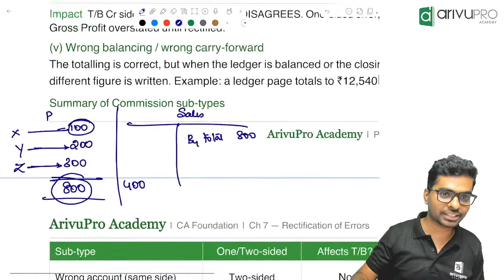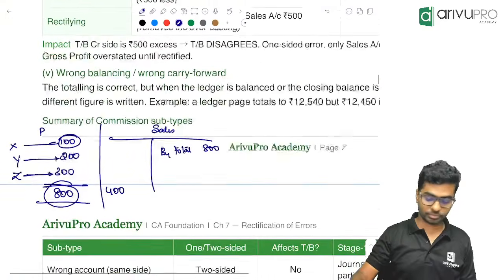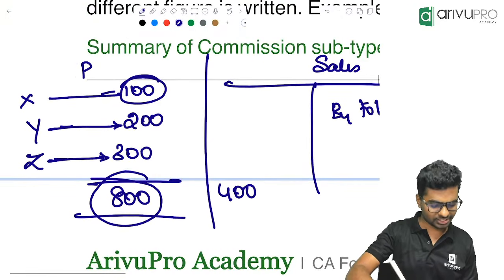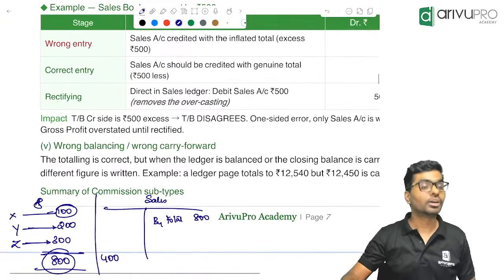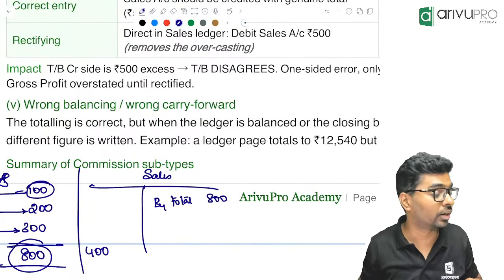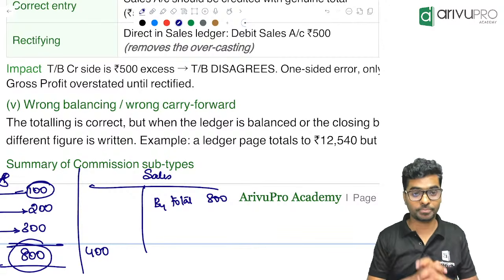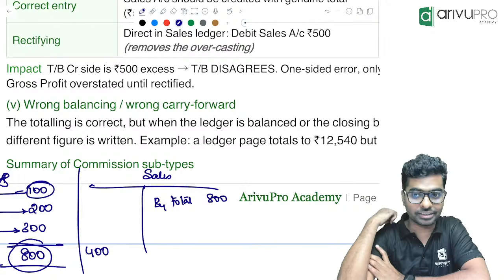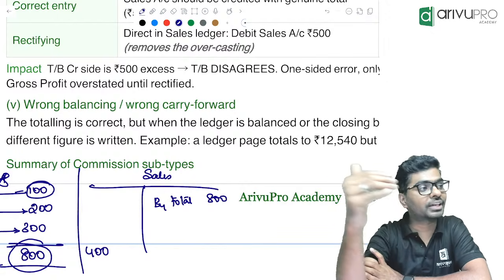Understood wrong casting? Okay. Purchase or sales, I took the sales part of it, right? Last one, wrong balance carry forward. Listen to it. Wrong balance carry forward. I did the balancing. I should have written my balance on the credit side.